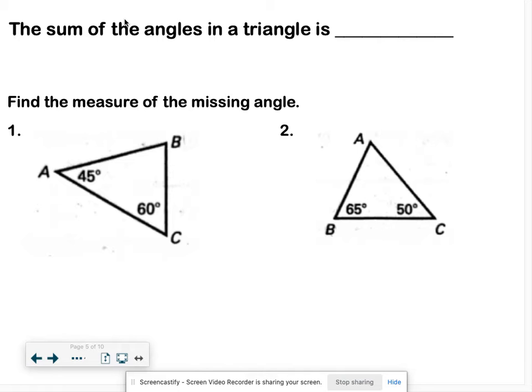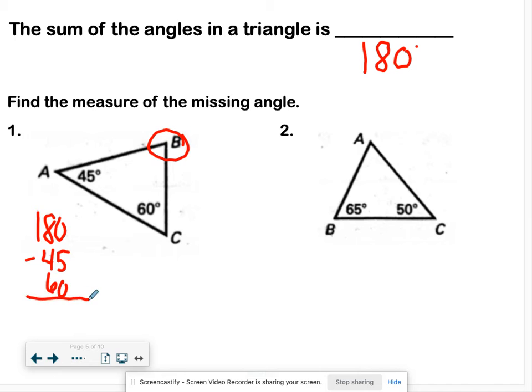Okay, so we said the sum of the angles added to what? 180. Yep. So now our job is to find the missing angle on these first two. So we're looking for the measure of angle B. So you just subtract away the other two. What do we get? 75? I think that sounds right. This one's 75 degrees.